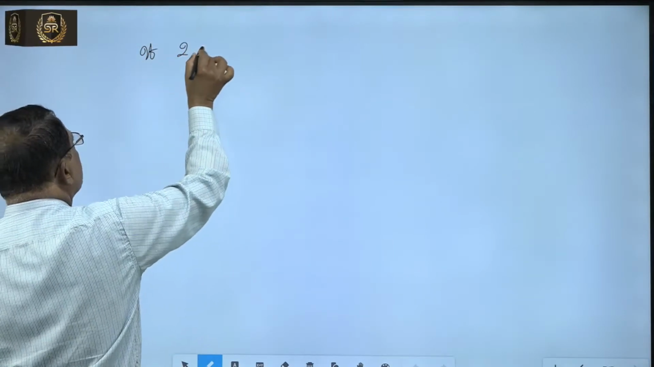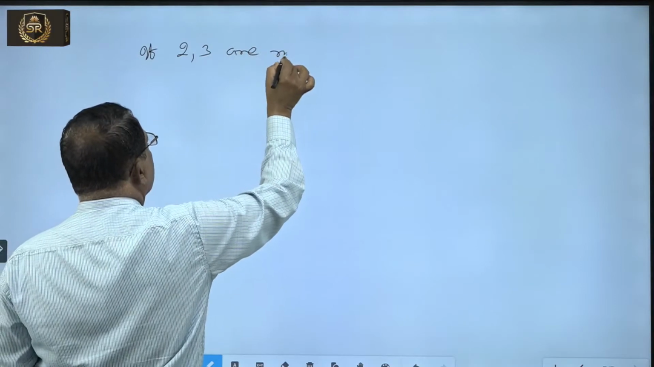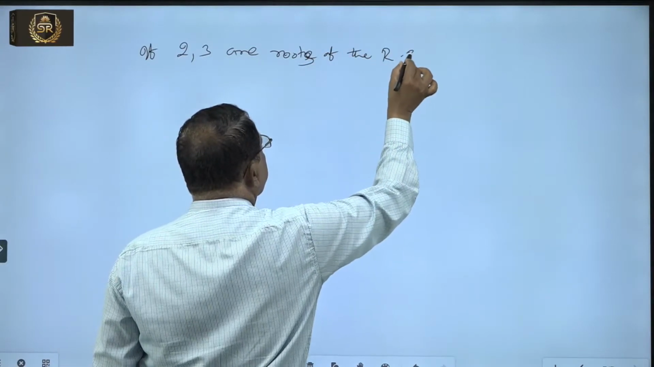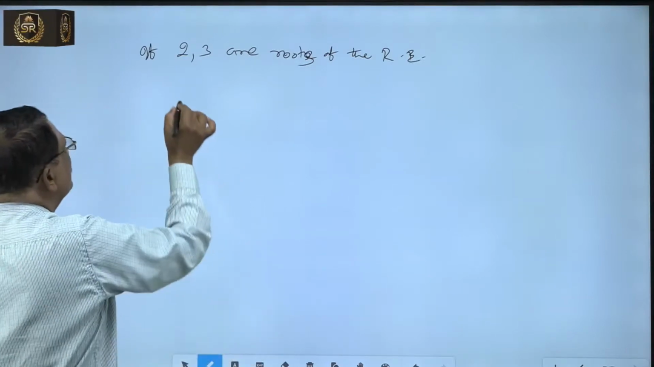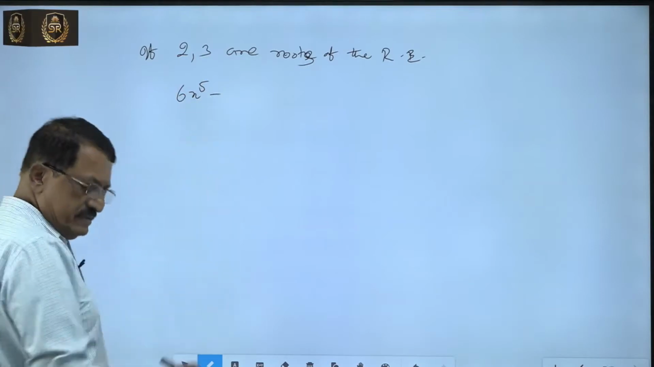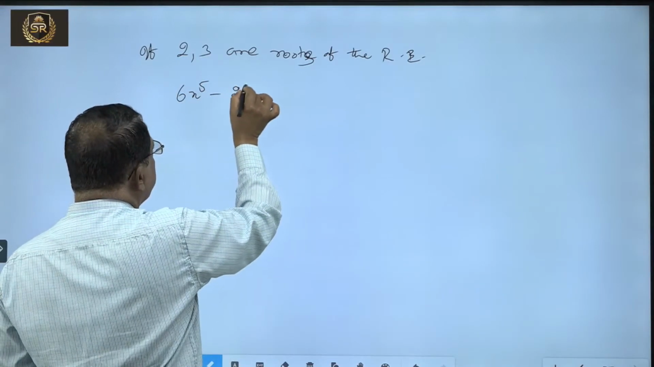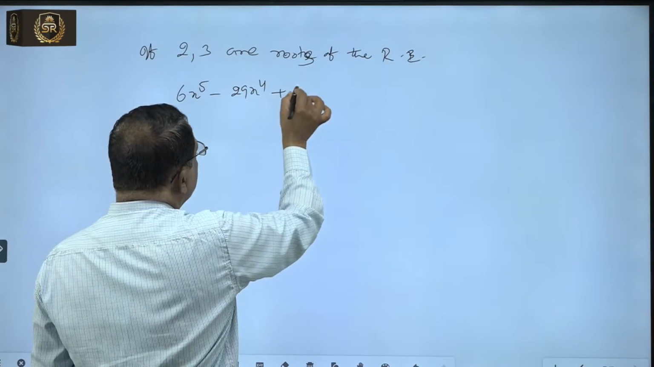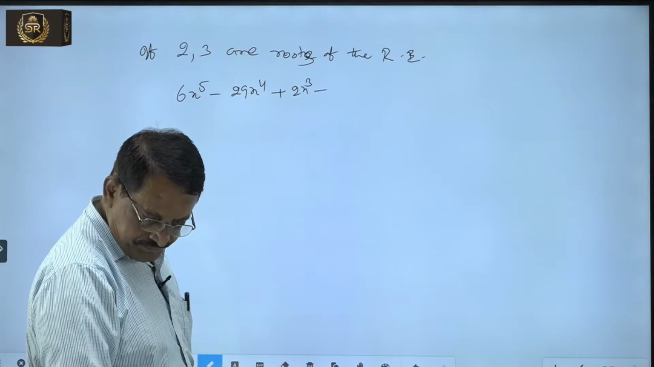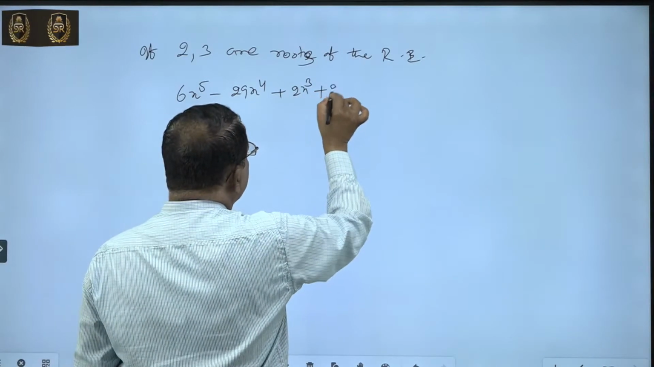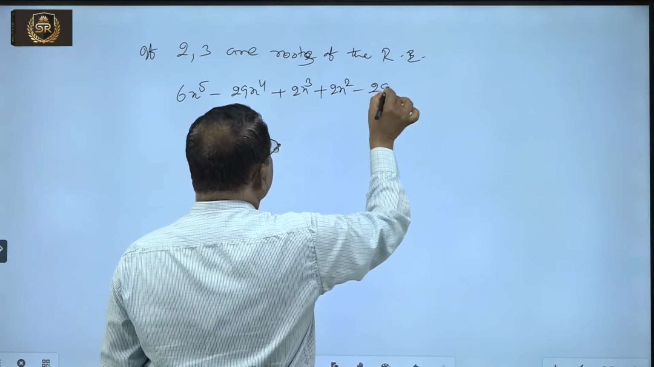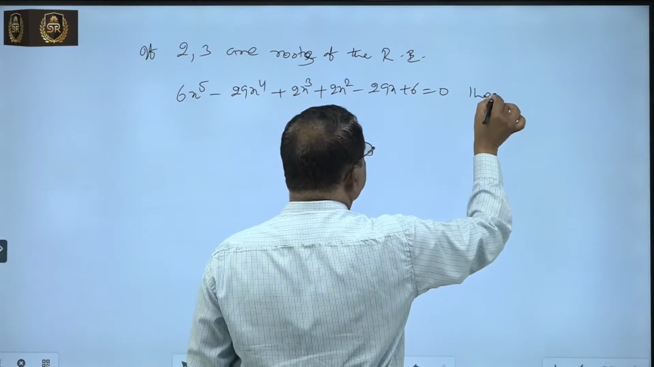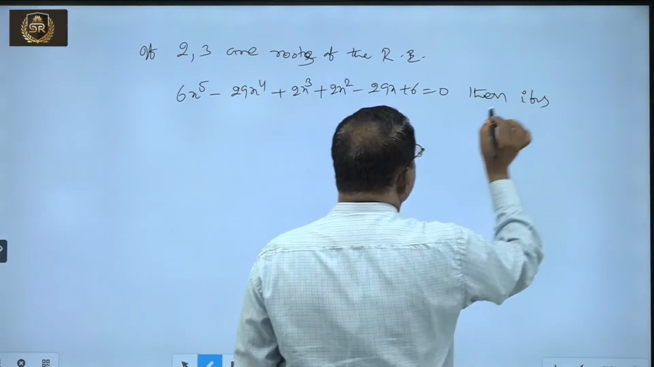Next, if 2 and 3 are roots of the reciprocal equation 6x to the power of 5 minus 29x to the power of 4 plus 2x cube plus 2x square minus 29x plus 6 equals 0, then its other three roots.